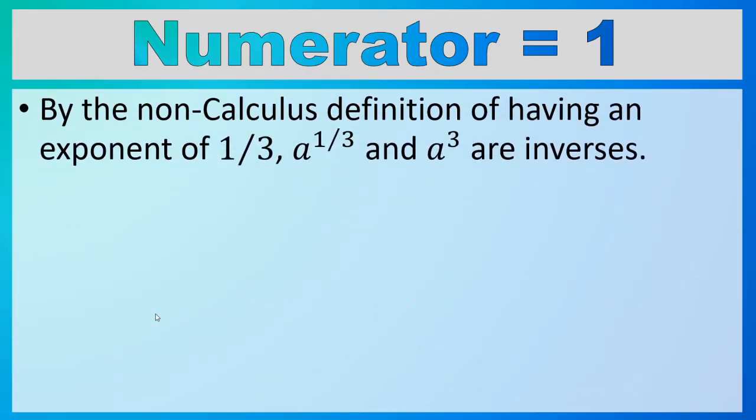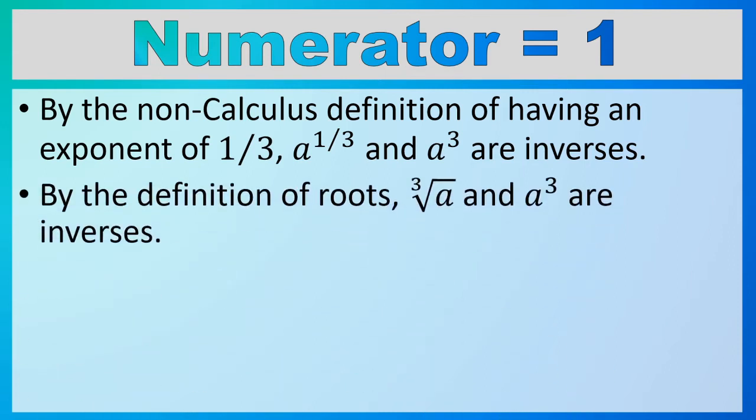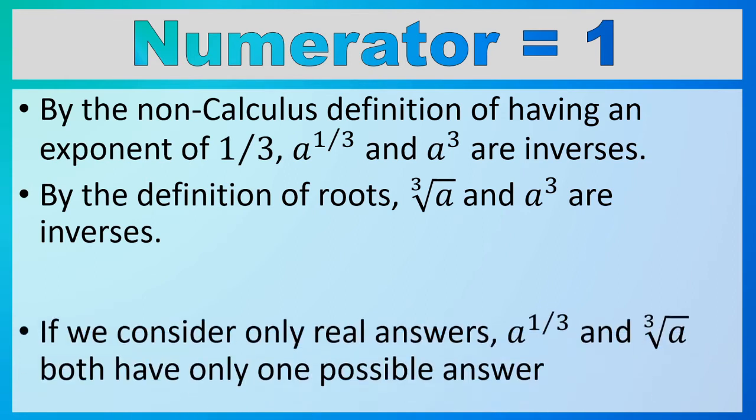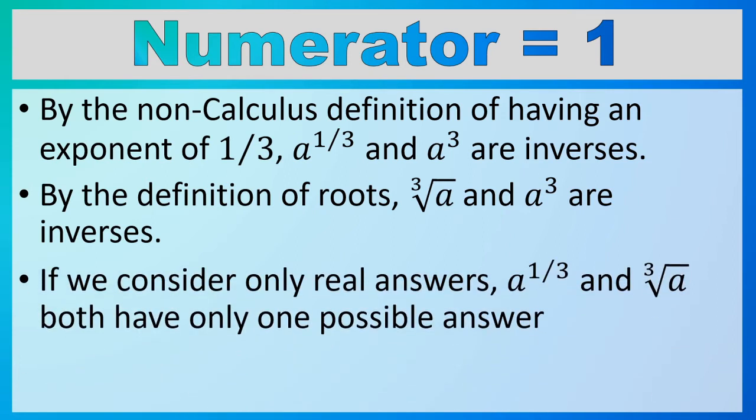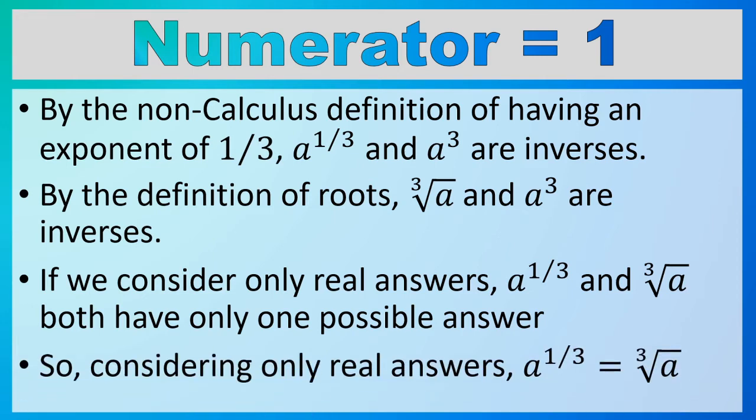By the non-calculus definition of having an exponent of 1/3, a to the 1/3 and a cubed, those are inverses. By the definition of roots, the cubic root of a and a cubed, those are inverses. If we consider only real answers and not just any complex answer, for a given value of a, a to the 1/3 and the cubic root of a both have only one possible answer. So considering only real answers, a to the 1/3 is equal to the cubic root of a.